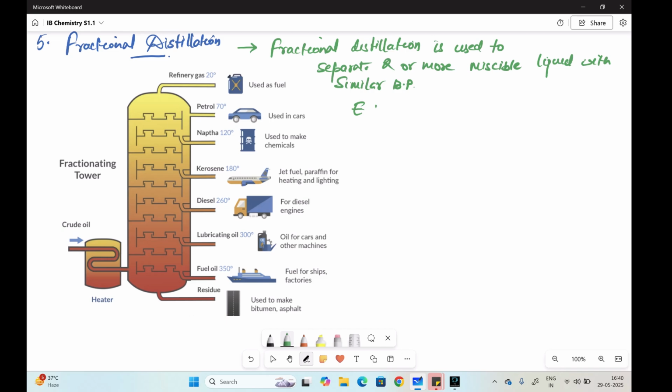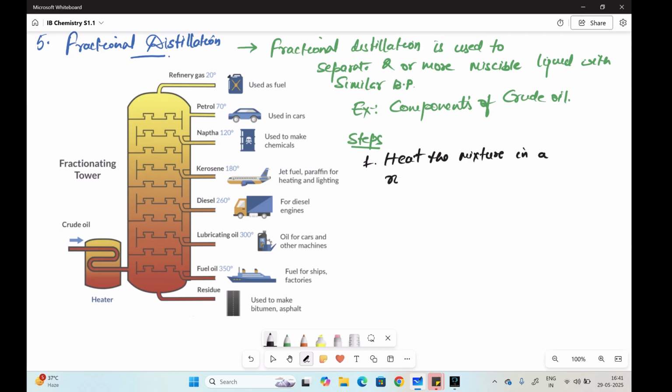So example, where we use this: components of the crude oil. What are the steps involved in this process? Steps are, again, as this is an industrial separation technique, crude oil. So first you have to heat the mixture. So you can say heat the mixture in a round bottomed flask.